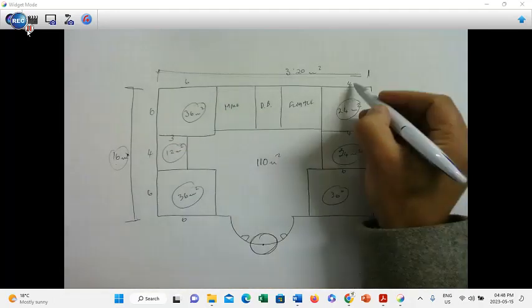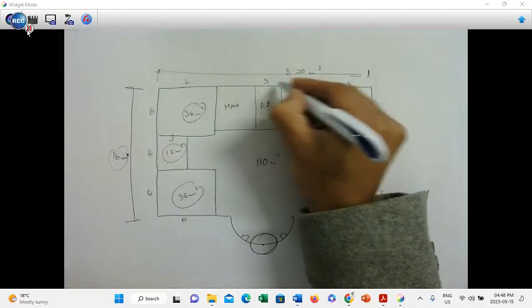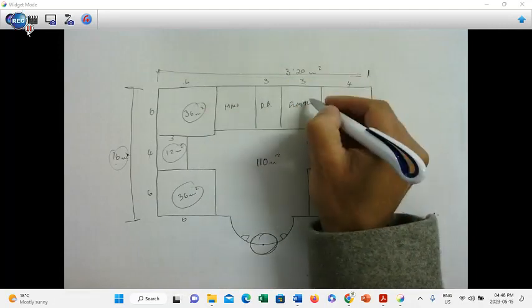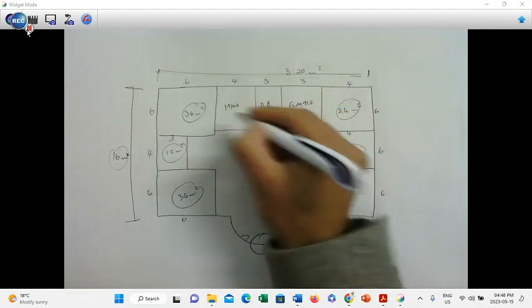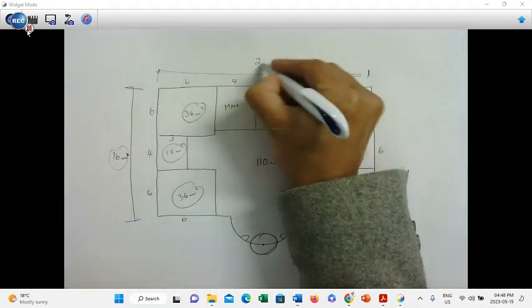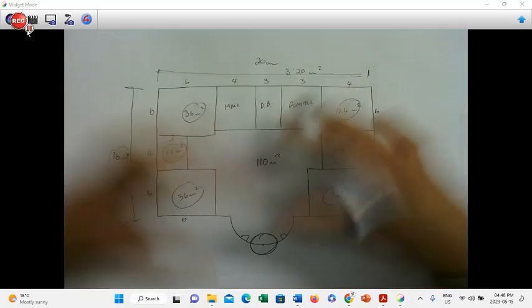Here we're going to have 4 and 6, and we will have 3 meters for the disabled, 3 meters for the females, and 4 meters for the males. And that will give us a total of 20 meters along that length over there. And there you have your first design.